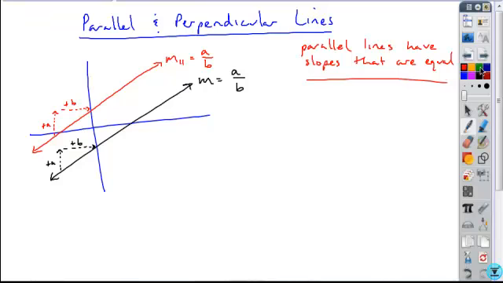Okay, now contrast that to perpendicular lines. So if this green line here is perpendicular, the relationship that exists is they have slopes that are negative reciprocals of one another.